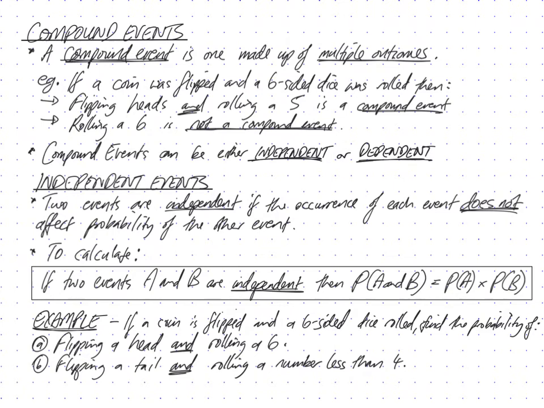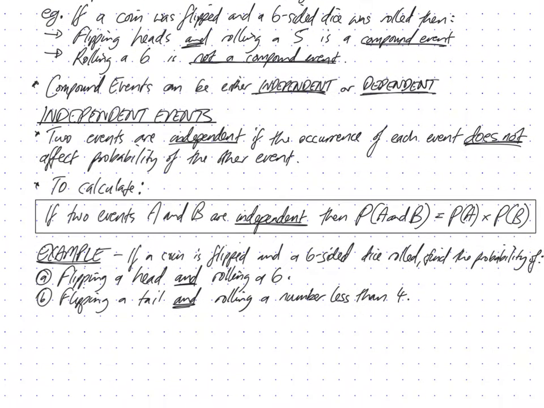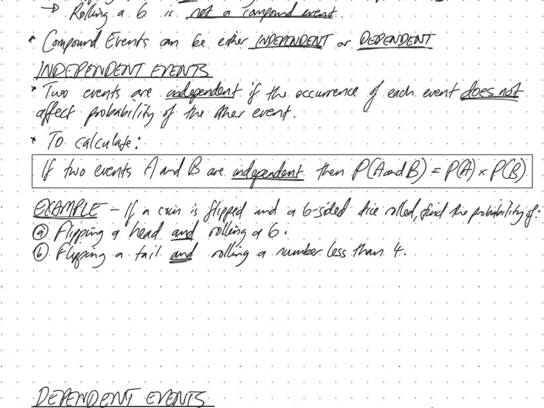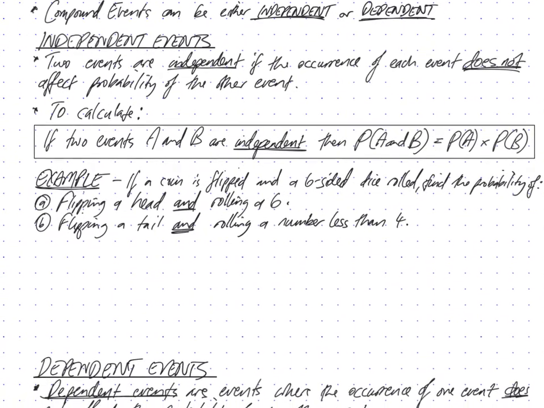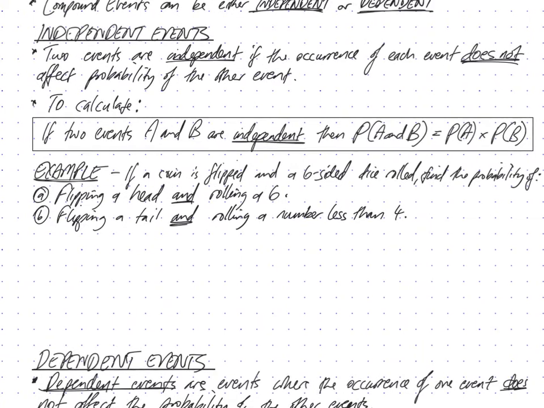a 5. Whereas if I'm flipping a coin and rolling a six-sided dice and the event I care about is rolling a 6, then it's not a compound event because it's only made up of one thing, one event that I care about. Now, compound events can either be independent or dependent, and the way that you calculate them changes based on that. So you need to be aware of when the situation has independent events or dependent events.